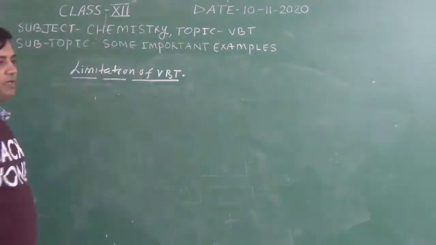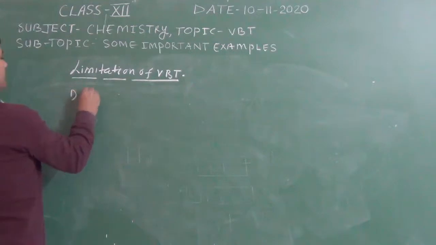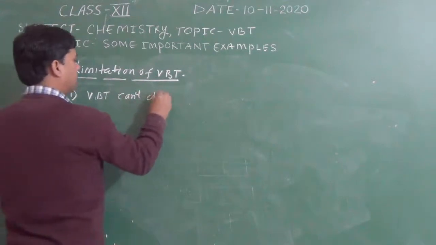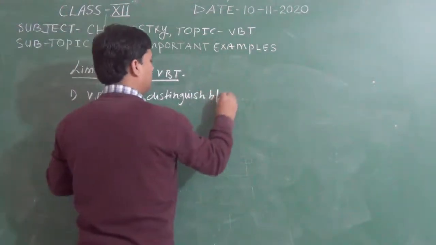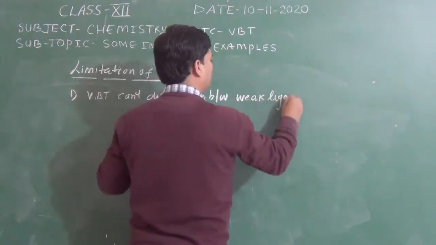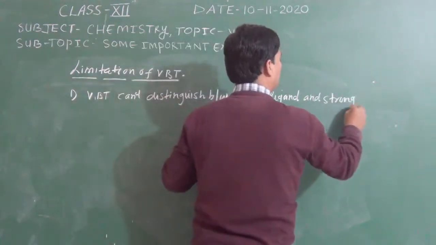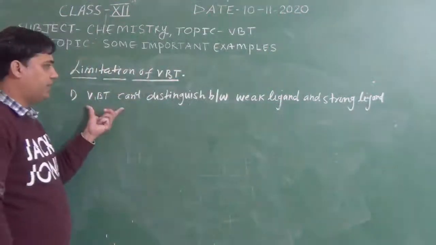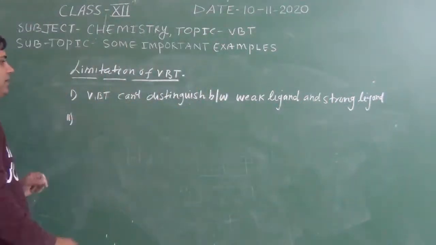Okay, so what are the limitations of VBT? The first limitation is that VBT cannot distinguish between weak ligand and strong ligand. So VBT cannot distinguish or explain weak ligand and strong ligand. This is the first limitation.